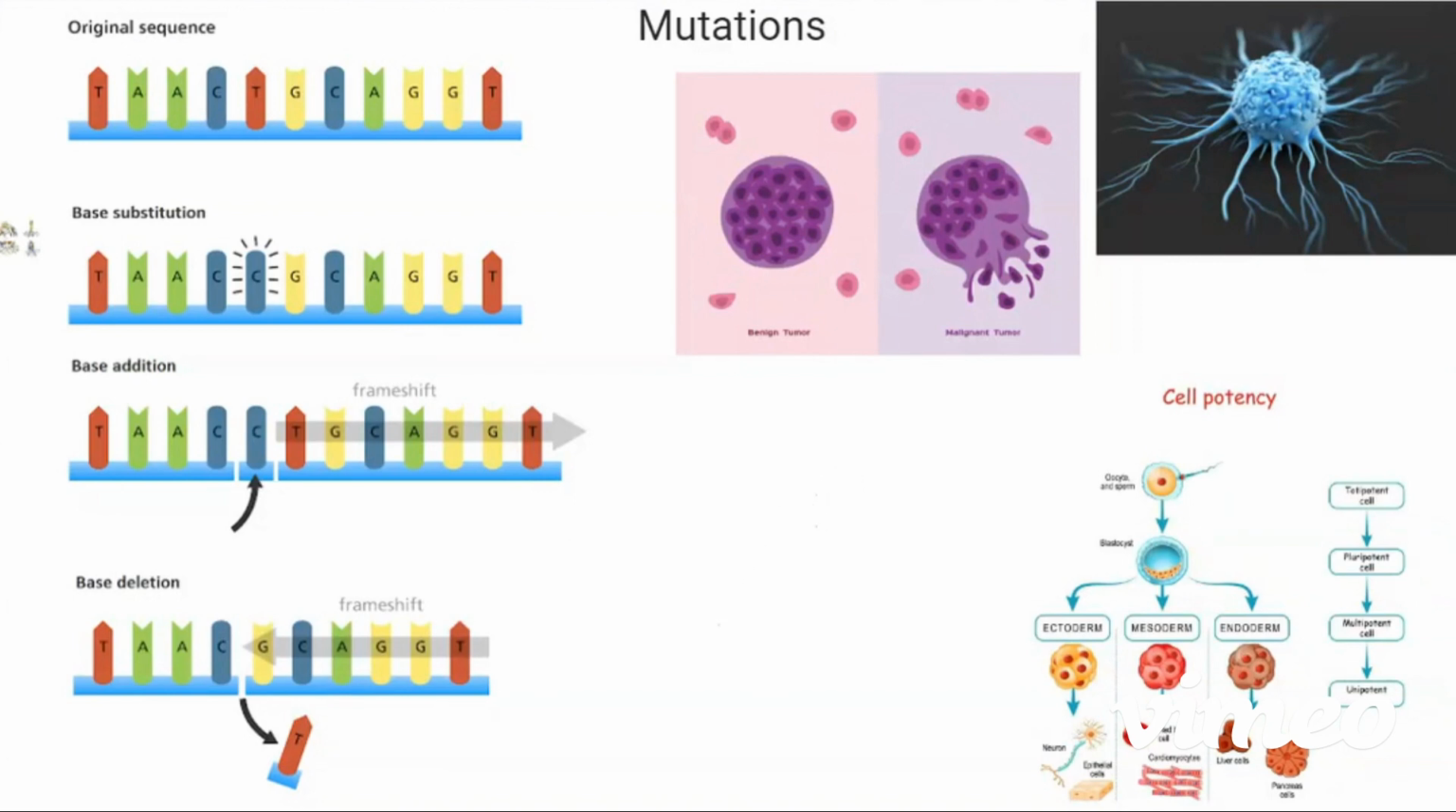Malignant tumor. Malignant tumors are cancers that divide rapidly and invade and destroy surrounding tissue. Cells can break off and spread to other parts of the body. This is called metastasis.